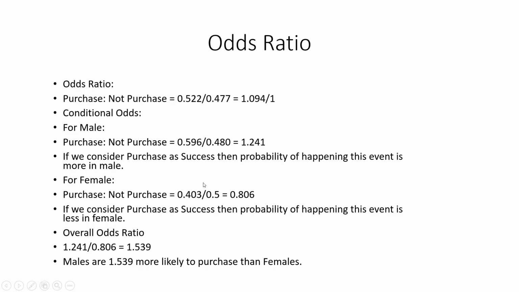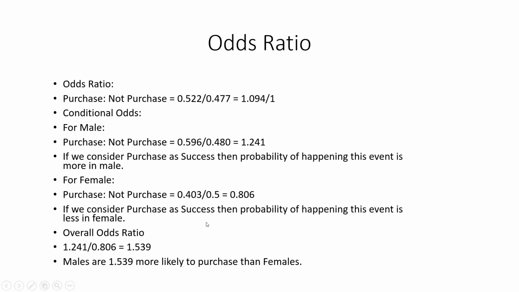So in case of male, for the success of purchasing, we will have to define the success, because we are coding everything as 1 and 0, as the response variable will be in 1 and 0. So if I say that purchasing a branded product is a success, then the probability of this event happening is 1.241 times more than not purchasing the branded product. In case of female, it is 0.403 divided by 0.5, it is 0.806. So if we consider purchase as a success, then the probability of this event happening is less in female.